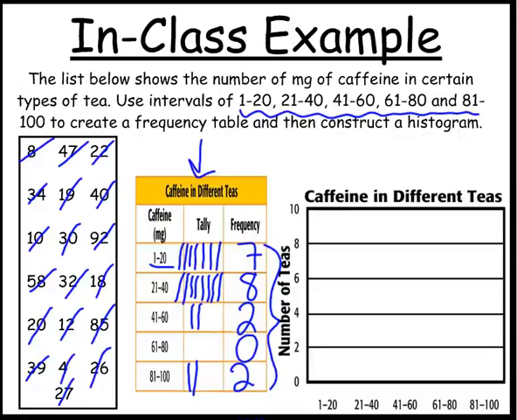Now we're going to create our histogram. This is a little histogram chart. We're just going to fill it in. As you can see, here are the intervals at the bottom right hand corner. We're going to use that along with the number of teas here on the very left.